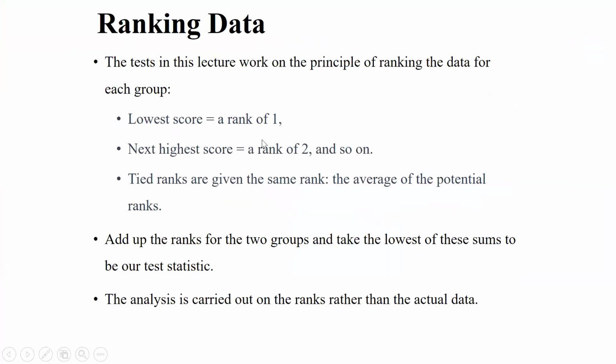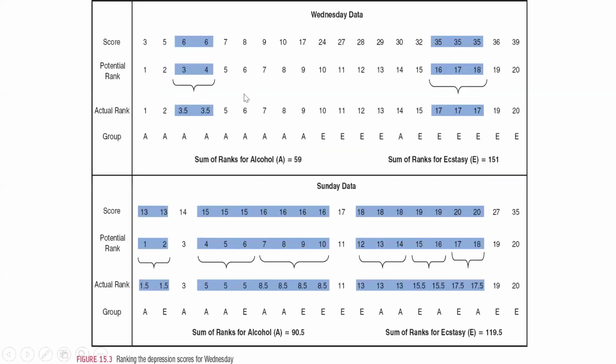So here, the test in this lecture works on the principle of ranking the data for each group. The lowest score gets a rank of 1, the next highest score 2, and so on. Tied ranks are given the same rank, the average rank. We add up the ranks for the two groups and take the lowest of these sums as our test statistic. This analysis is carried out on the ranks rather than the actual data.